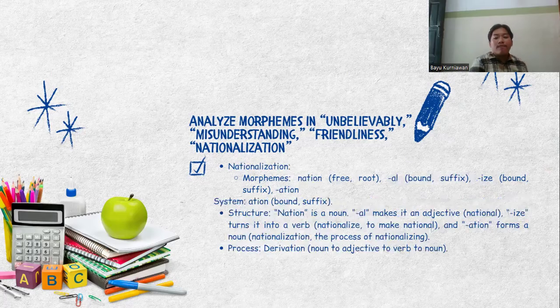Nationalizations. Morphemes: nation, free root; al, bound suffix; ize, bound suffix; ation, bound suffix. Structure: nation is a noun. Al makes it an adjective, like national. Ize turns it into a verb, nationalize. Ation forms a noun, nationalization, the process of nationalizing. The process is derivation, noun to adjective to verb to noun. There's a lot of process.